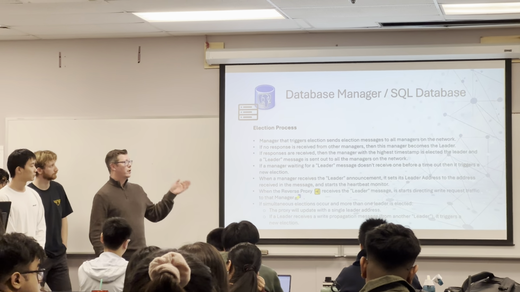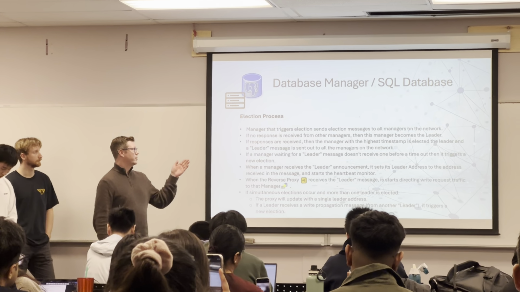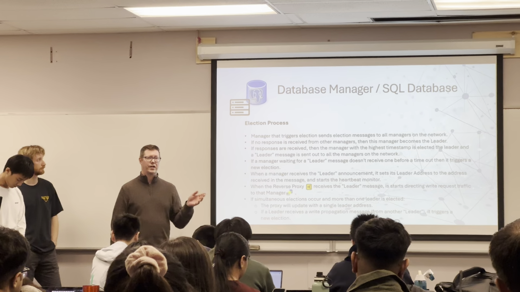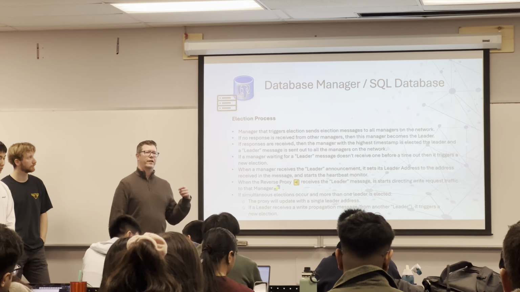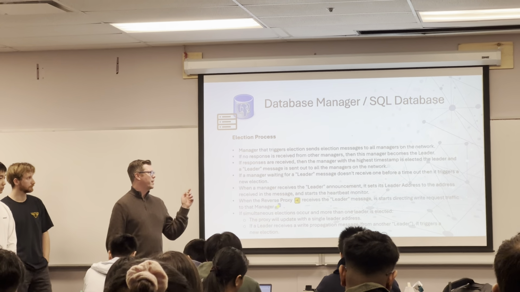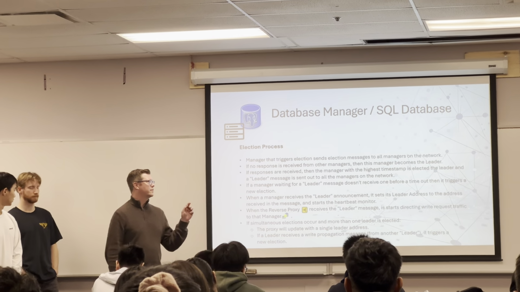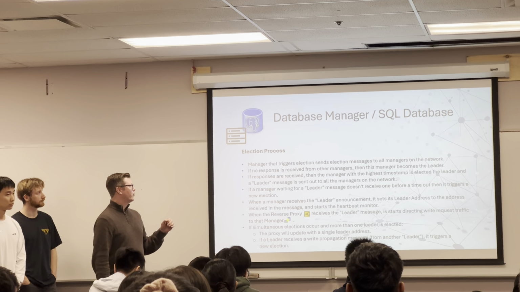So quickly going through our election process here: if a manager notices a failure and triggers an election, it sends an election message to all the managers on the network. If no response is received from anybody else, it automatically elects itself as the leader. If responses are received, then the manager with the highest timestamp in its database is elected to be the leader, and the leader message is sent out to all the other managers on the network.